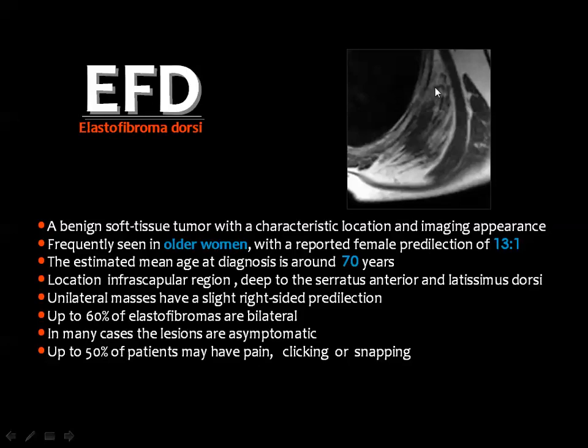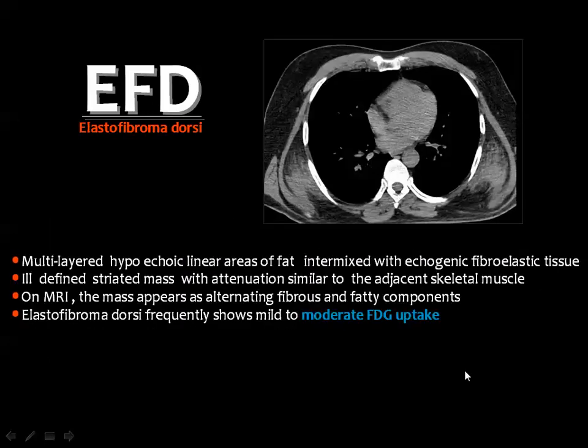This lesion will show this very characteristic appearance of a striated mass containing bright signal in the T1 representing fat and intermediate signal representing muscle fibers. Most of the patients are asymptomatic, but many times they may feel a swelling and may also complain of pain. This is the CT appearance.